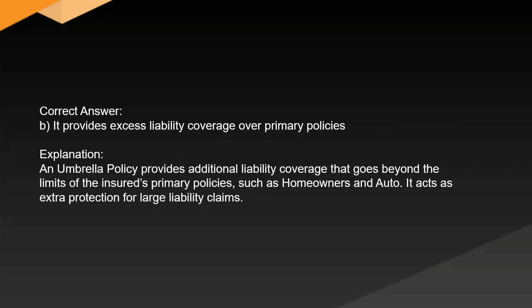Correct answer: B. It provides excess liability coverage over primary policies. Explanation: An umbrella policy provides additional liability coverage that goes beyond the limits of the insured's primary policies, such as homeowners and auto. It acts as extra protection for large liability claims.